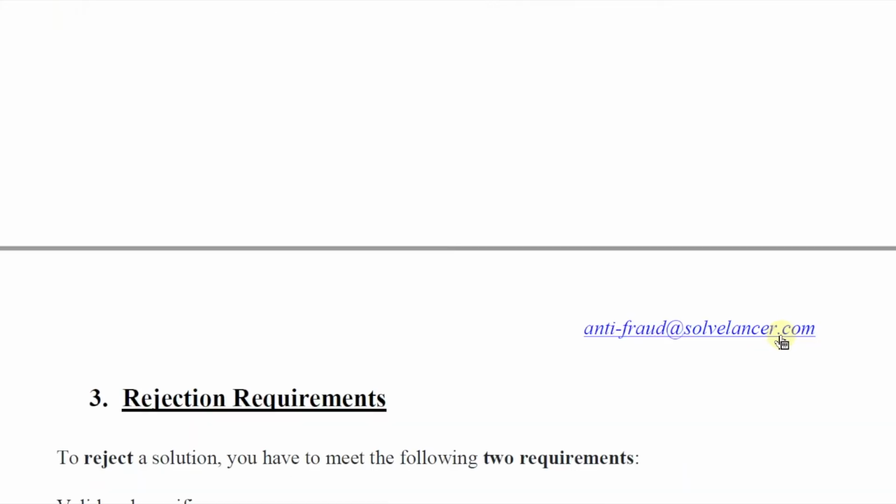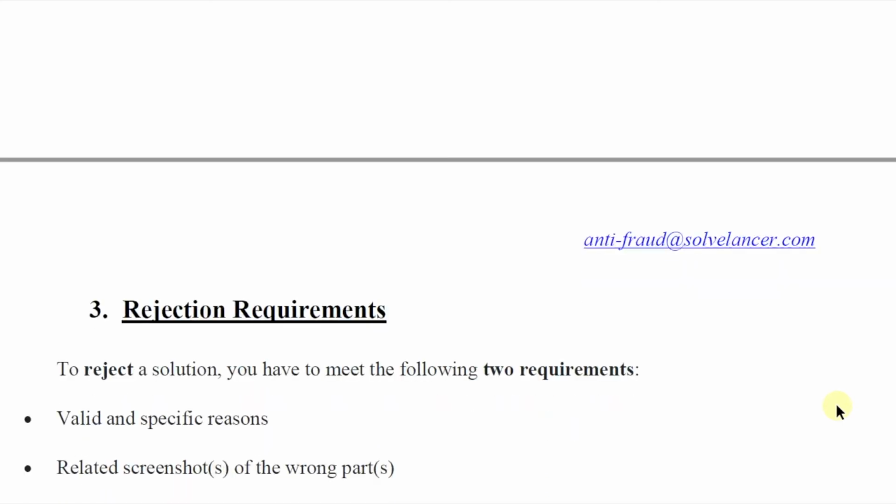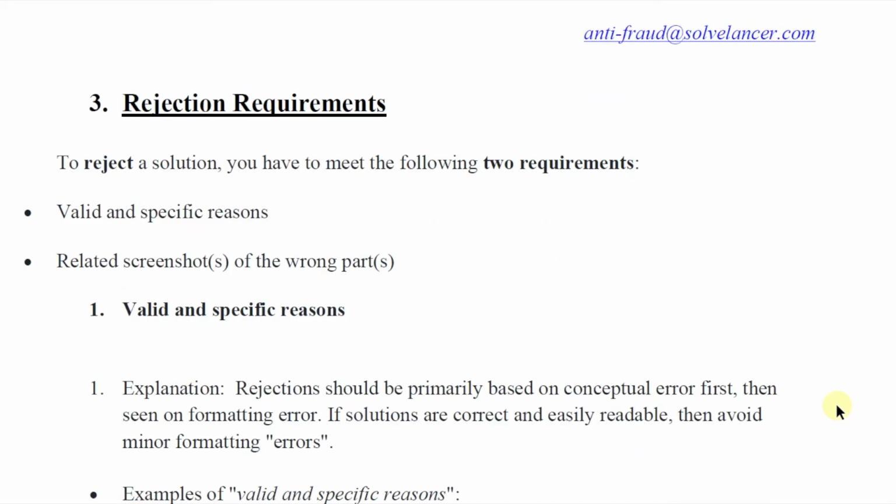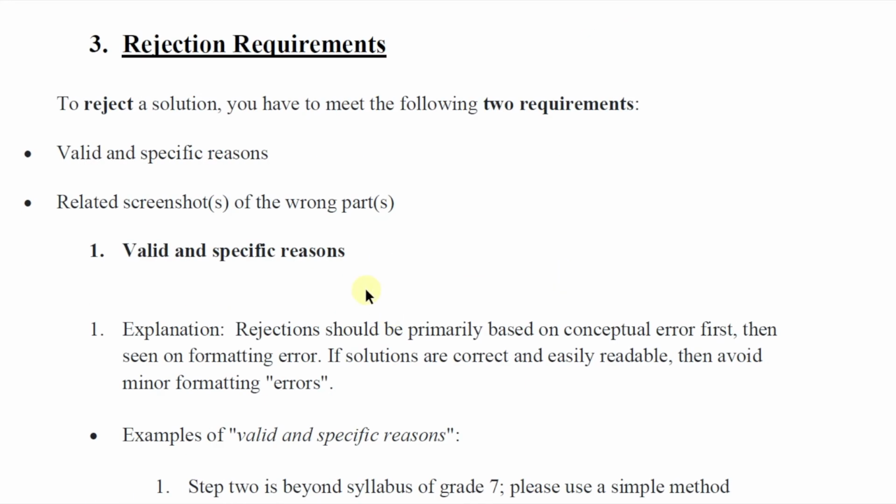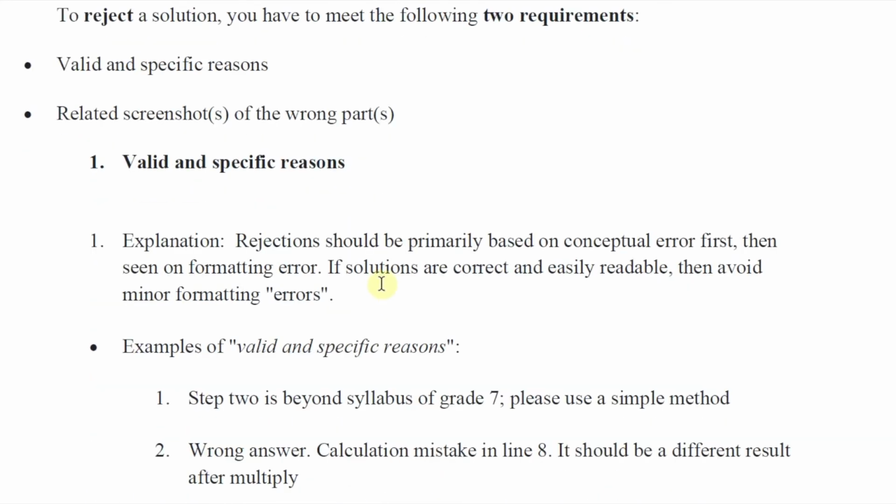Next, if you'll see, we have rejection requirements. So this is the next point which we have to cover. To reject a solution, you have to meet two requirements. First is a valid and specific reason and a related screenshot of the wrong part. So if you are rejecting an answer, we have to attach the screenshot mentioning which part is wrong or which step is wrong. So valid and specific reason, and in this we'll see explanation.